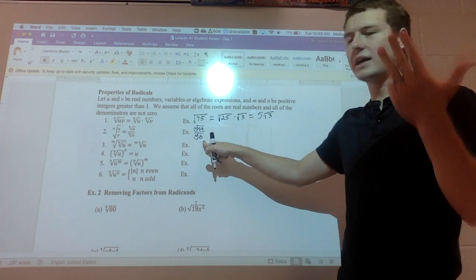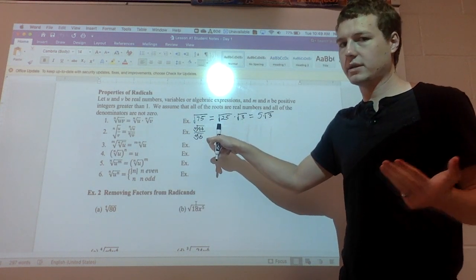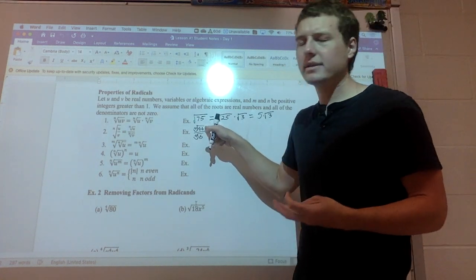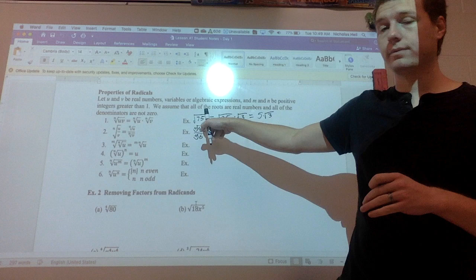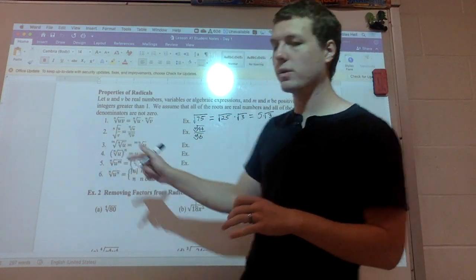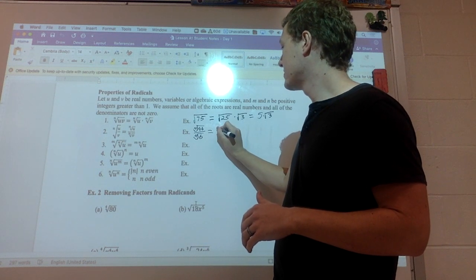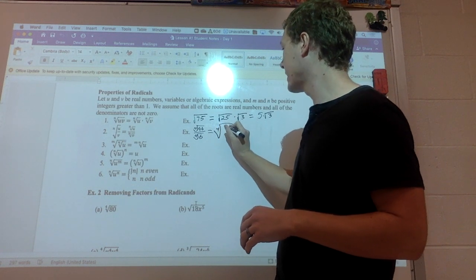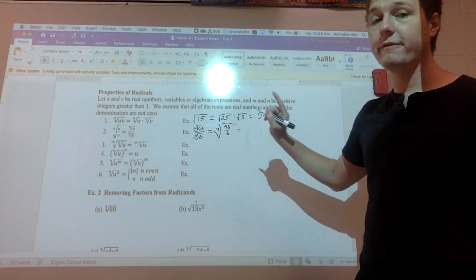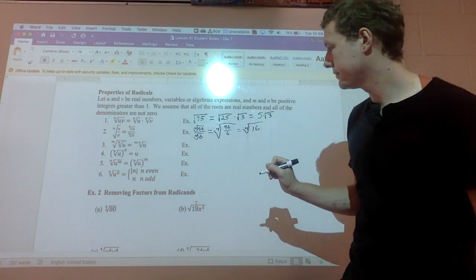What times itself times itself times itself is 6? Nothing comes to mind, and it shouldn't because it's not a nice number. Same thing's going to happen with the 4th root of 96. So this is where I said we can go backwards. We're actually going to combine this and give us the 4th root of the whole fraction, 96 over 6. We can simplify that, and that actually becomes the 4th root of 16.